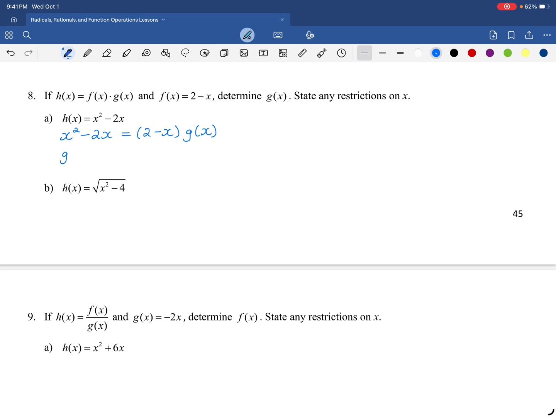Okay, so I'm just going to write over here. So therefore, g of x is really this x squared minus 2x. And then we're going to divide it by 2 minus x. So x squared minus 2x, and we're dividing this by 2 minus x.